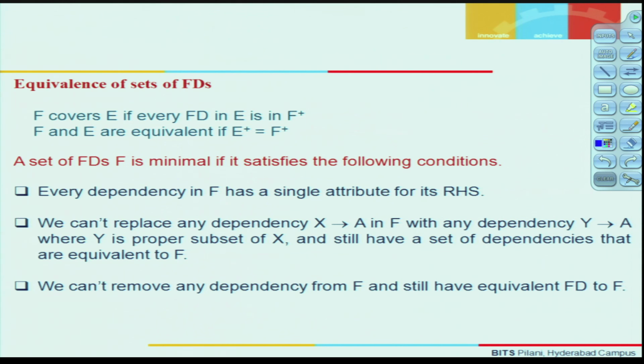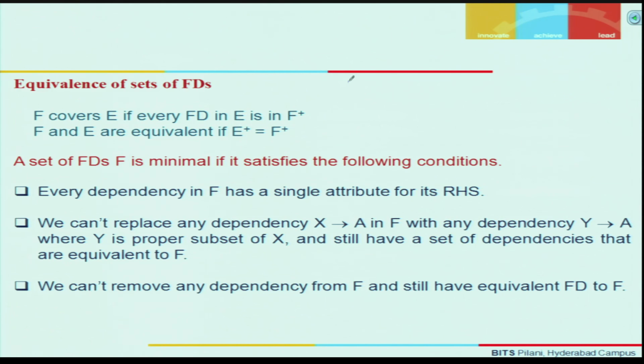Now we have a notion called equivalence of sets of FDs. F covers E if every FD in E is in F closure. Suppose I have a functional dependency set F and another functional dependency set E, and I compute F closure and E closure. If every functional dependency in E is available in F closure, then I can say that F covers E. And F and E are equal when F closure and E closure are the same. A set of functional dependencies F is minimal if it satisfies the following conditions.